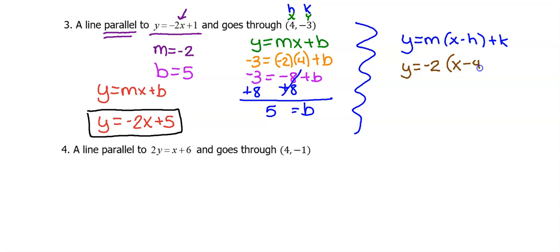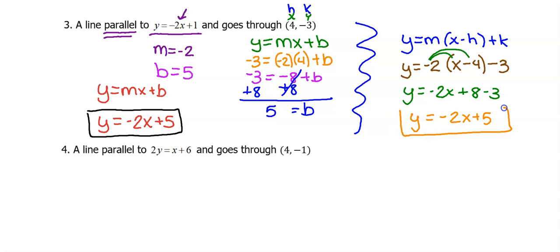So I'm going to show you how we can go straight to that HK form quickly. x minus 4 plus the -3, I can just write as a -3. I don't need plus a negative, but I do need to distribute. So I get y equals -2x, distribute again for +8. And as you can see, when I combine my numbers at the end, I get the exact same answer. So truly just a preference of which formula you like.